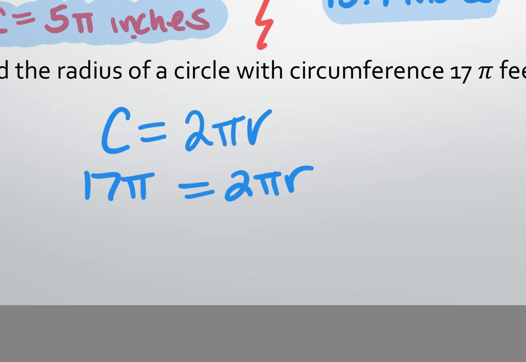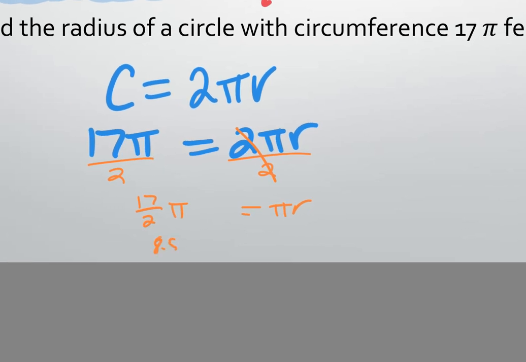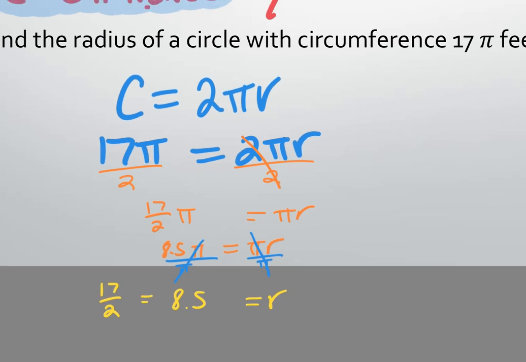So you would divide 17 by 2. I can divide 17 by 2, so it's going to cancel. I get pi r equals 17 over 2 pi, or 8.5 pi. And then what? I thought you wanted to isolate r. I do. So divide by pi, and it cancels from both sides. So r is 8.5 or 17 over 2. Both of those would be exact. You could use either one.